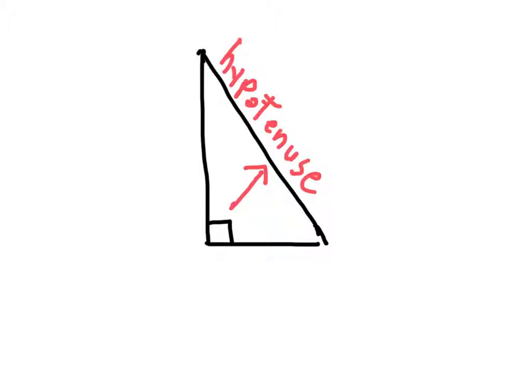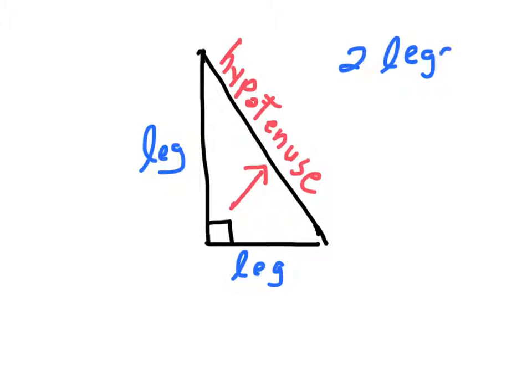And so the hypotenuse is the longest side in a right triangle, and the other two sides also have a name, but the name is not distinct between them, even though they usually aren't the same size. The other two sides are called legs. So a right triangle has two legs and one hypotenuse. And that's just the terminology.